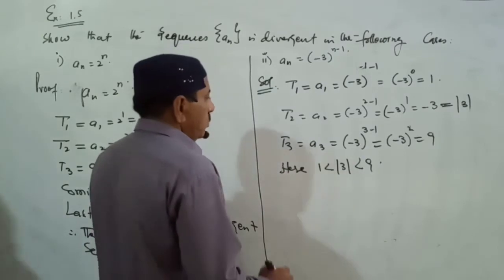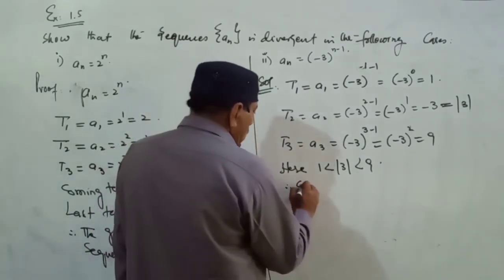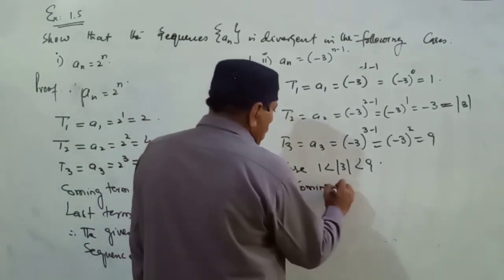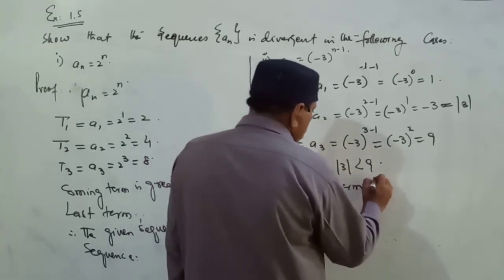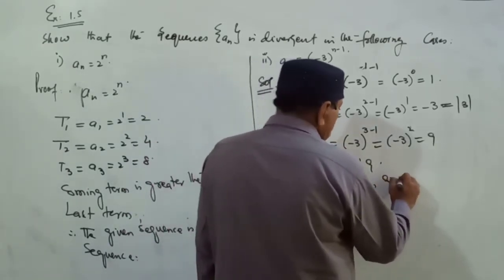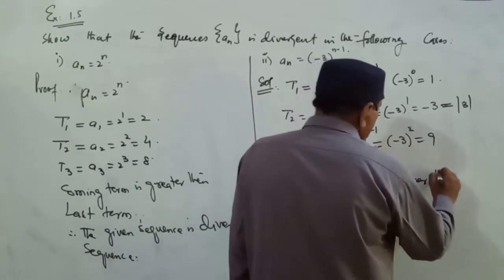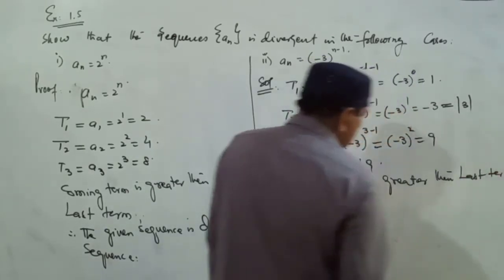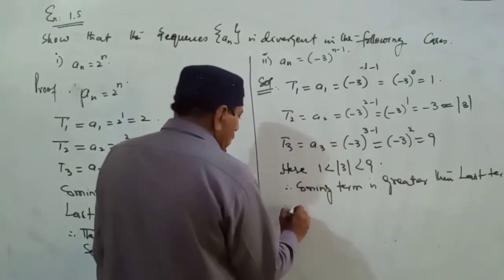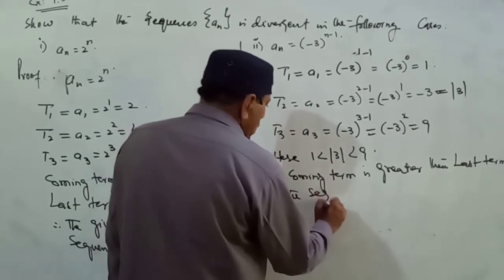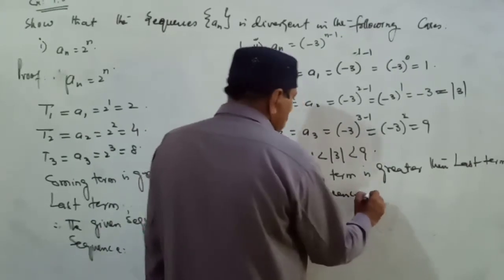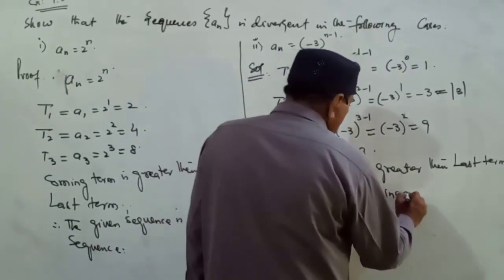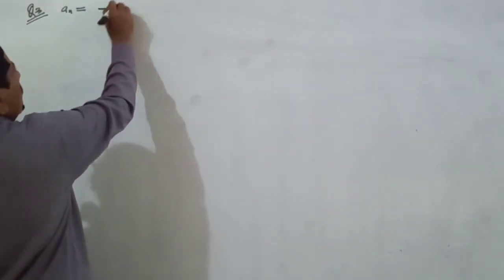So therefore coming term is greater than last term. Therefore the sequence is increasing. Number 3, an is equal to minus 5 power n.